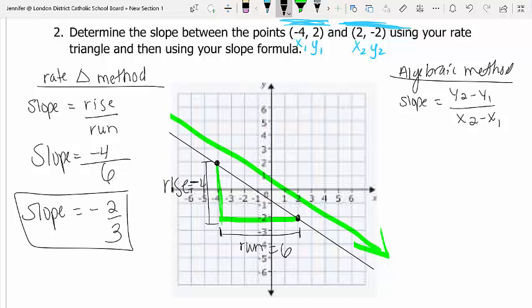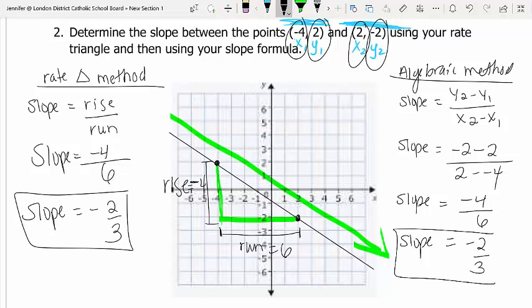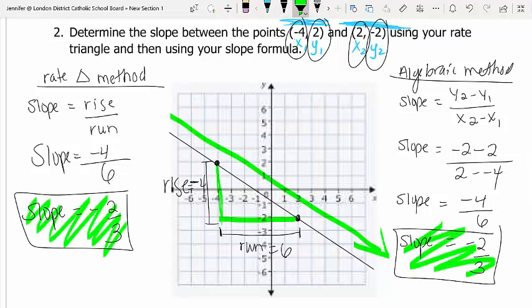Okay, now let's plug in our values. So y2 is negative 2 minus y1, which is 2, and then divided by x2, which is 2, minus x1, which is negative 4. Okay, now let's simplify. And let's reduce. And look at that, we get the same slope in a much quicker way.